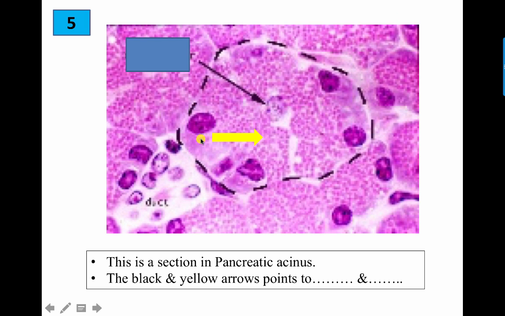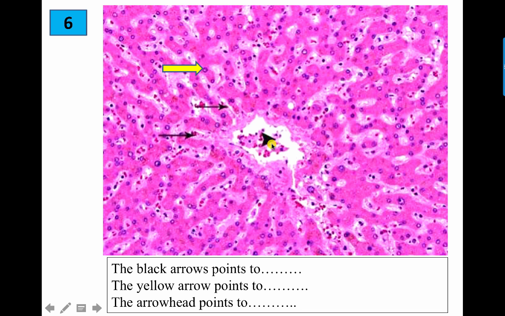Here we have another slide. This is a section of the pancreas showing a pancreatic acinus. What is in this center? It is the centroacinar cells, which are the lining of the intercalated duct. And here the yellow arrow points to the zymogen granules present in the lining cells of the pancreatic acinus.